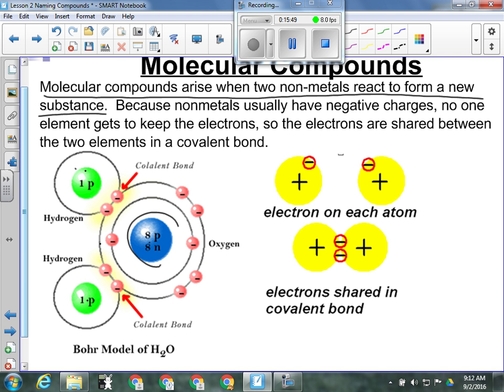Now, that means there are no charged particles formed here because these atoms aren't going to split. There's no charge balancing, no exchange of electrons, and no splitting up, which means generally molecular compounds are less soluble in water. Ionic compounds are usually really soluble in water. They dissolve easily and they split. These things are usually less soluble.